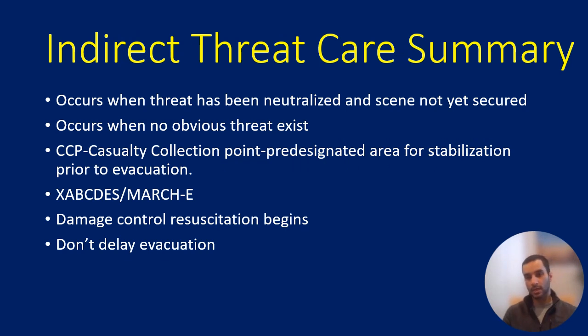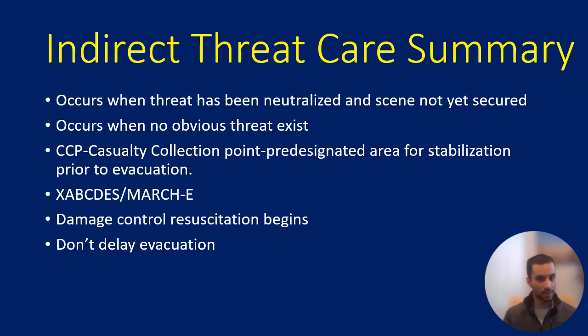So let's just summarize indirect threat care. Remember, this occurs when the threat either has been neutralized but the scene not secured. It occurs when you're in an area, there's no obvious threat, but it's not considered 100% safe yet. A casualty collection point, I threw that term around, I should probably mention what it is. It's a pre-designated area for stabilization prior to evacuation. So sometimes you may need to set up one of these if you can't evacuate everyone immediately, a pre-designated stabilization area until evacuation becomes an option.